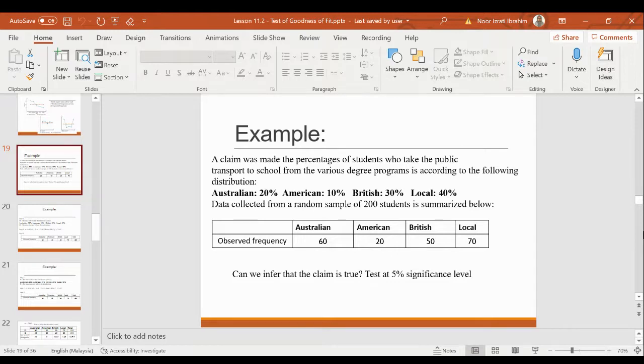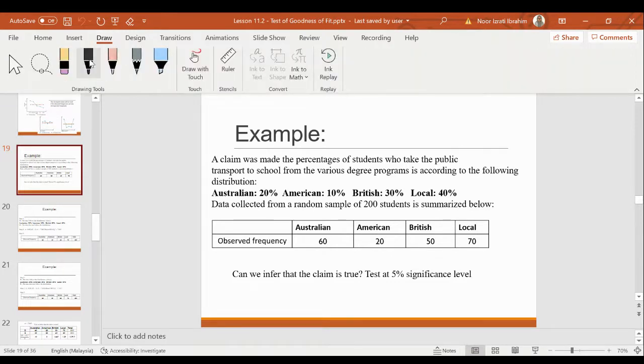Before I go through the first step of hypothesis testing, I will first go through how to find the expected value. The values you see here, 60, 20, 50, 70, which equal 200, are the observed frequency, O. To find the expected frequency, E, you have to follow the percentages given.